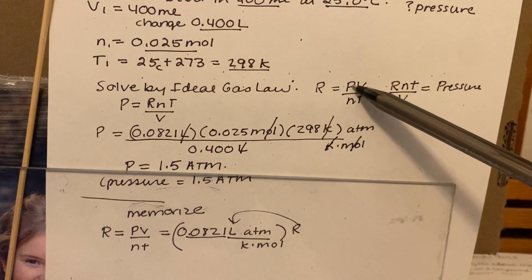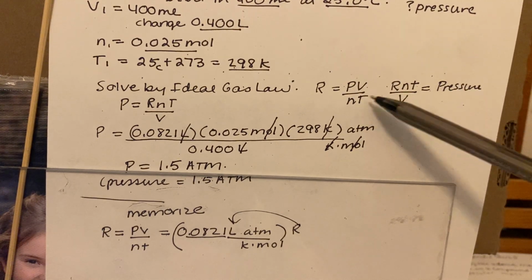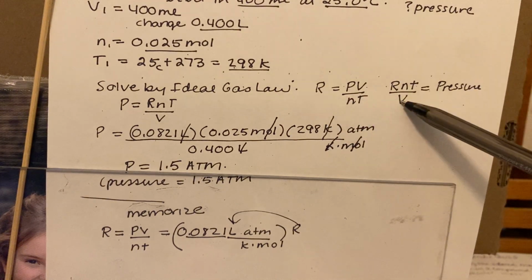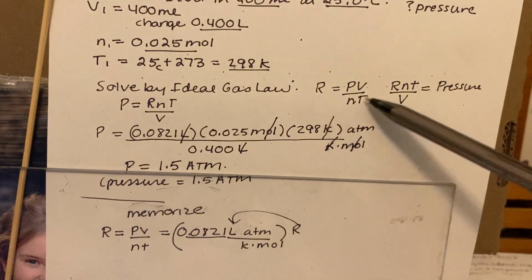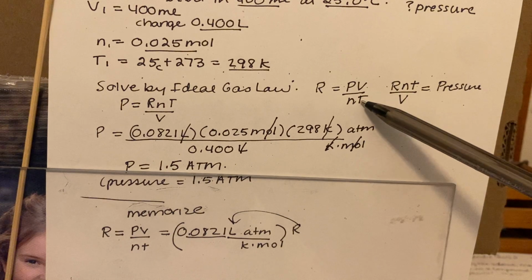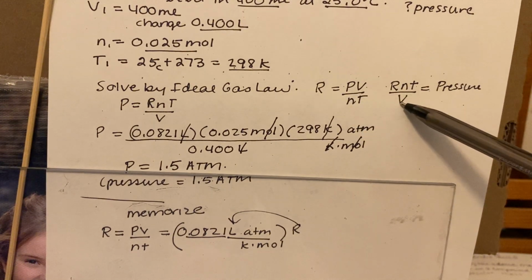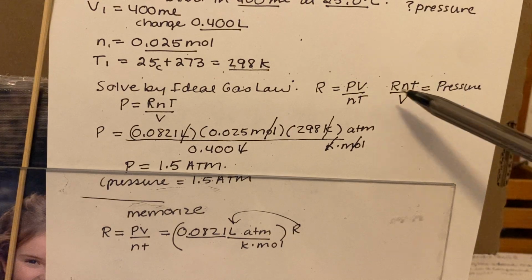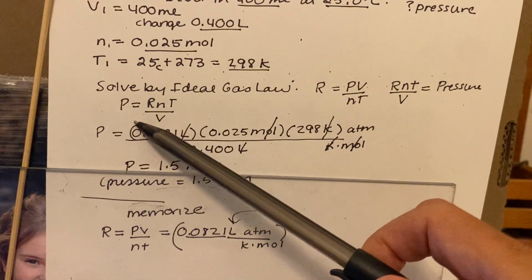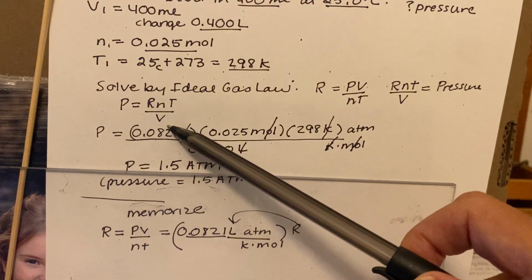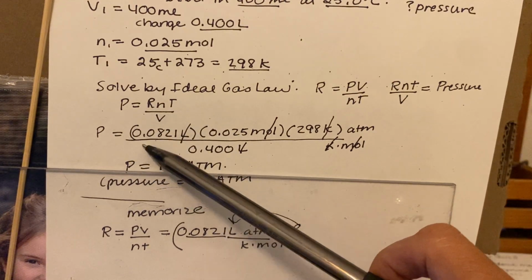So if we're looking for pressure, pressure is going to equal, well, we're going to have to put volume on the bottom, which I did here, because we move the volume over here, and the NT is going to be at the top. So it's going to be RNT divided by volume is going to equal pressure. Since we're looking for pressure, it's not going to be R equals, it's going to be P equals RNT over volume, okay?